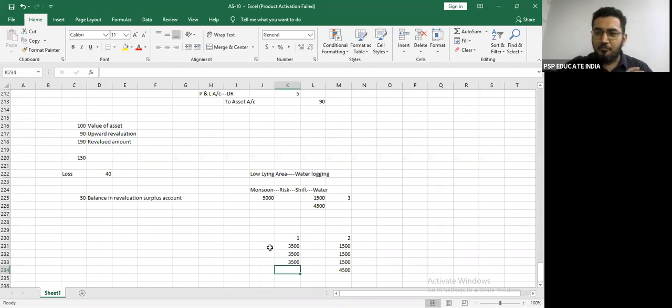Tell me, if monsoon has gone, there are no rains and there are no further chances of rains, do I still need this 4500 as a reserve for the current year? Yes or no? Do I still need this for my current year? No.